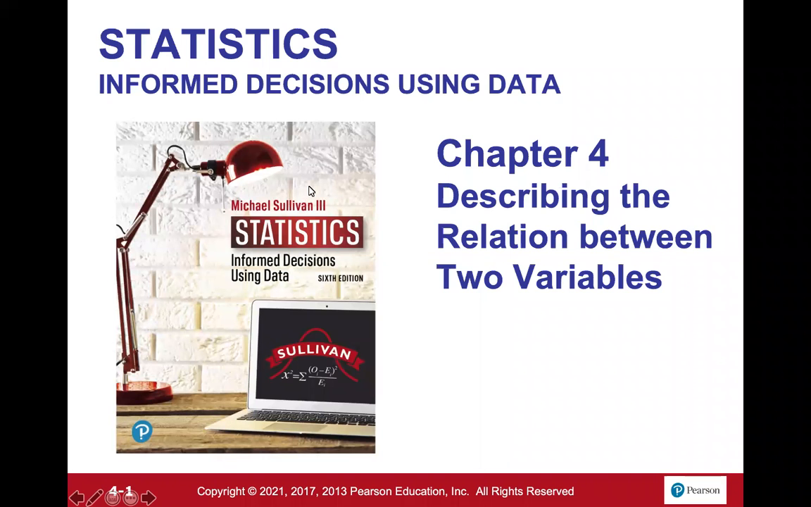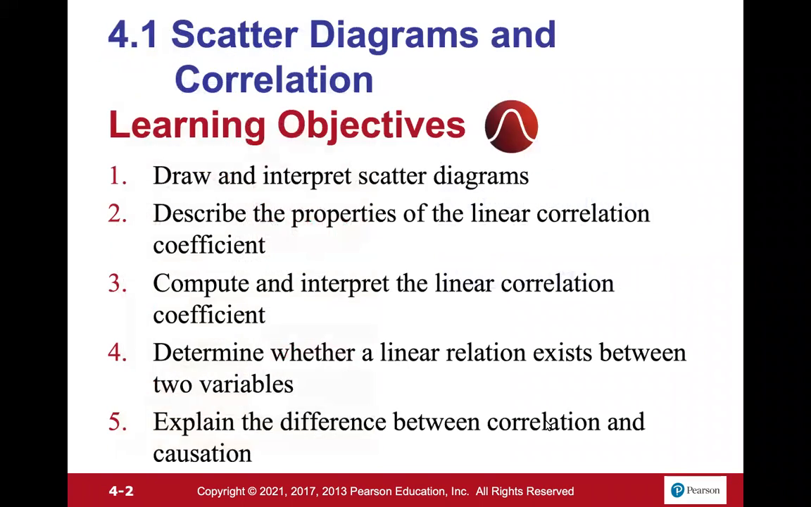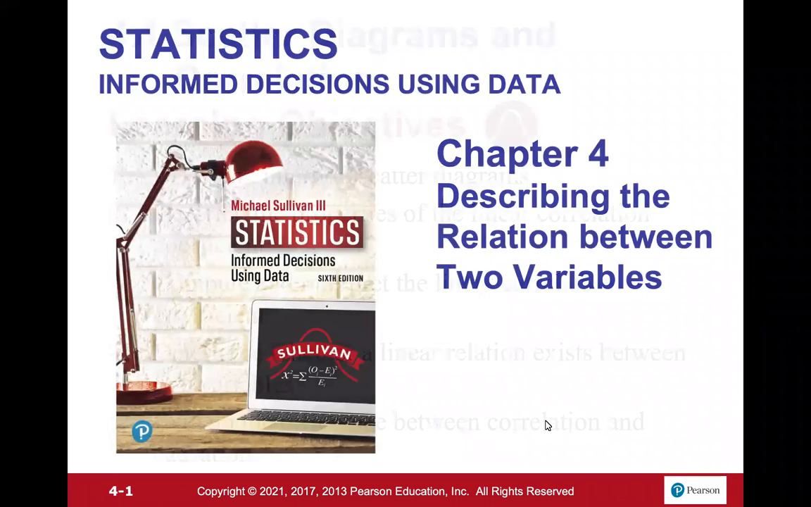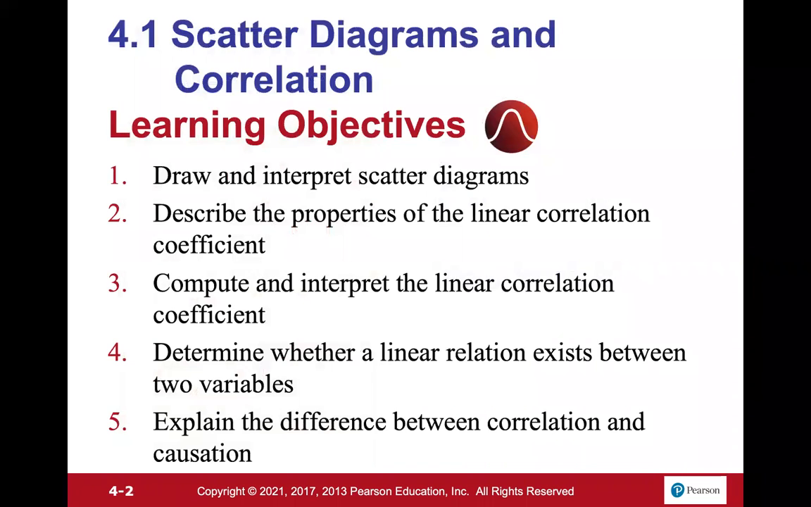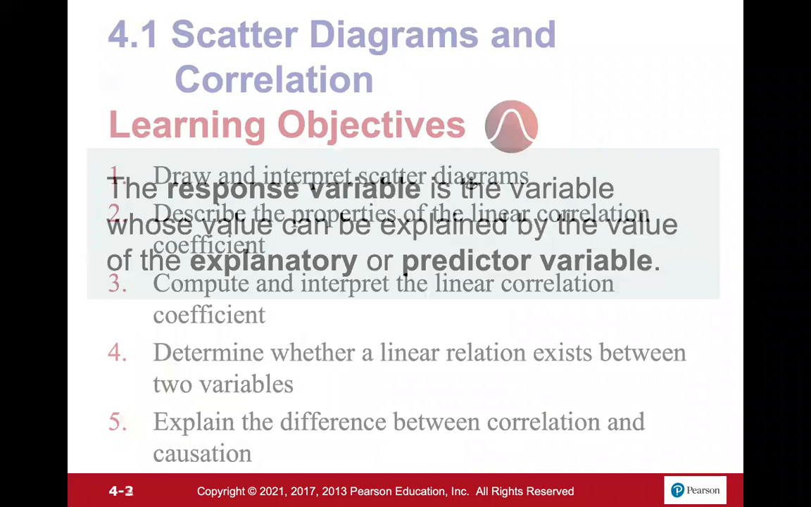Hey guys, chapter 12. So chapters 1, 2, and 3, you guys just had an exam on that one. So now we're going to start chapter, not 12, chapter 4. There we go. So describing the relation between two variables. So here we have 4.1, which is called scatter diagrams and correlation.